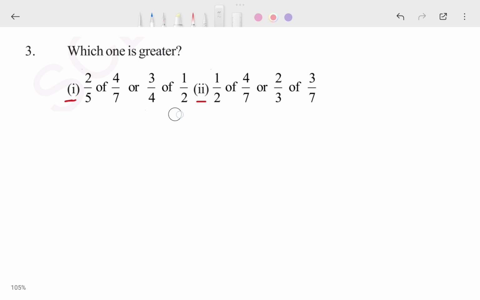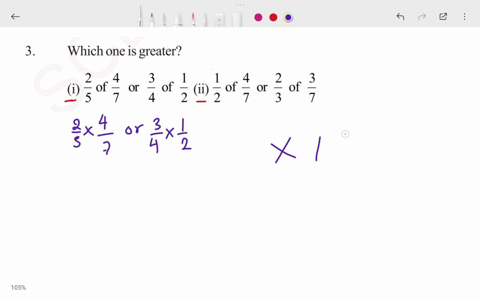So if you see here, the question is like that. The question is given 2 by 5 of, and "of" means it is cross only. You can write "of", or otherwise you can write cross, both are same. Okay, so let's solve this one here. Or you can write 3:4 cross 1 by 2.